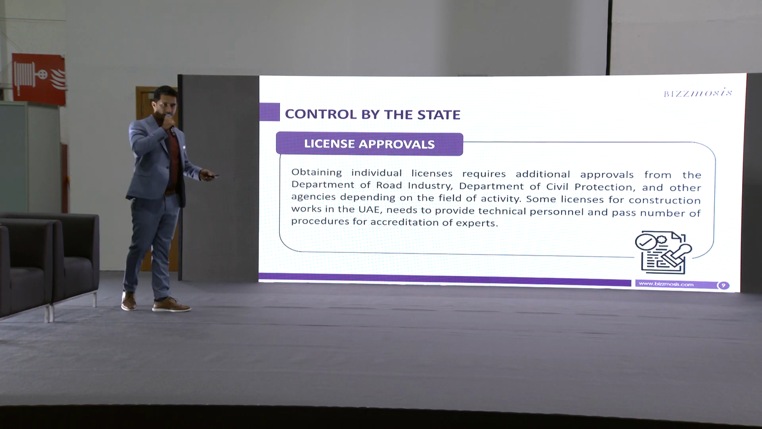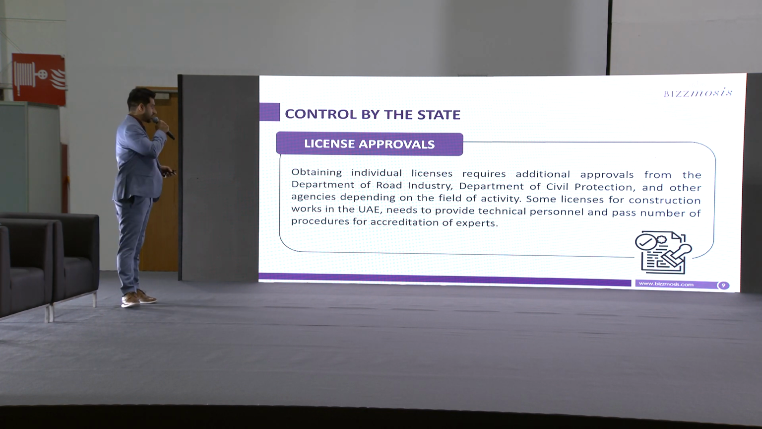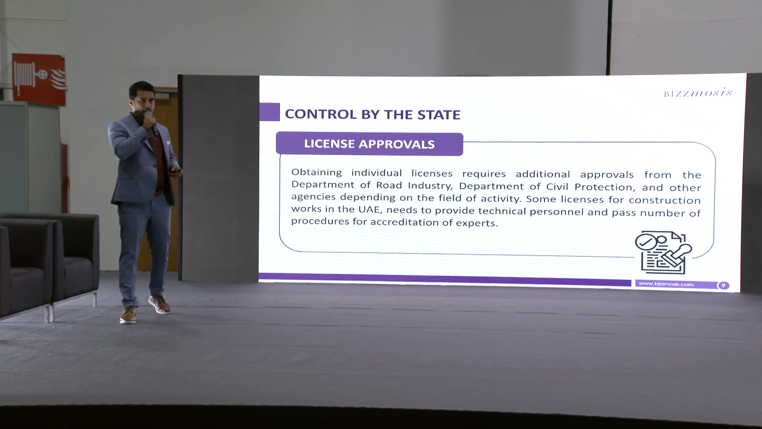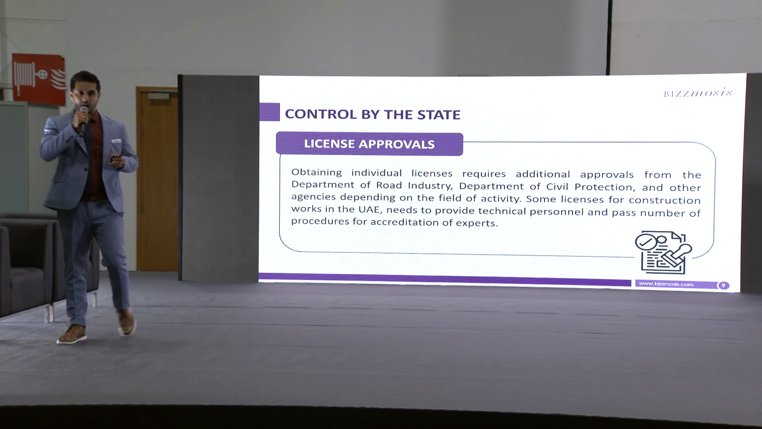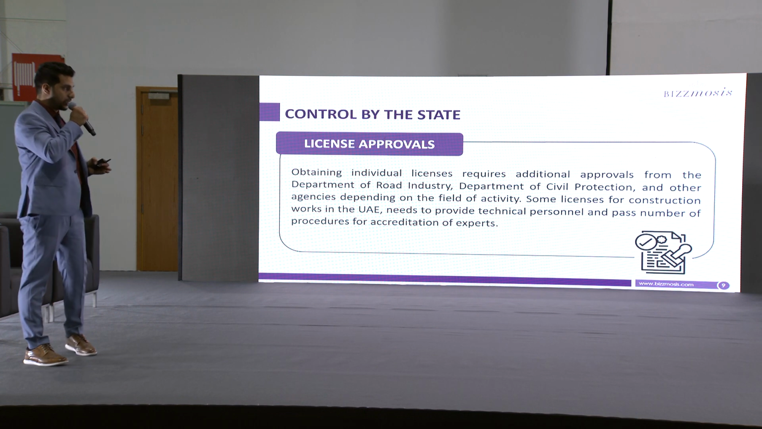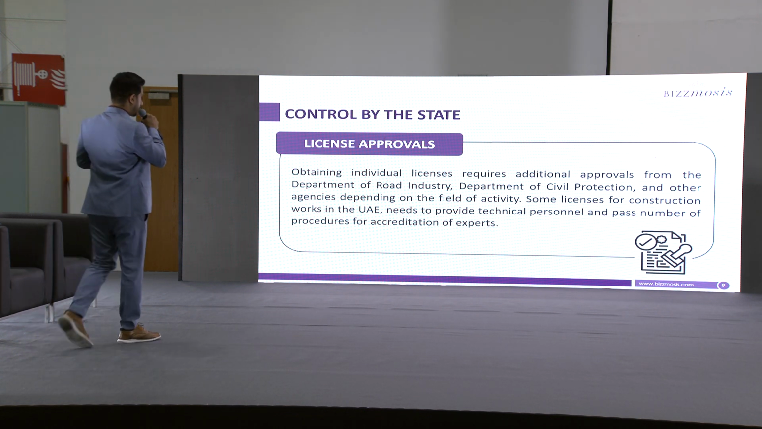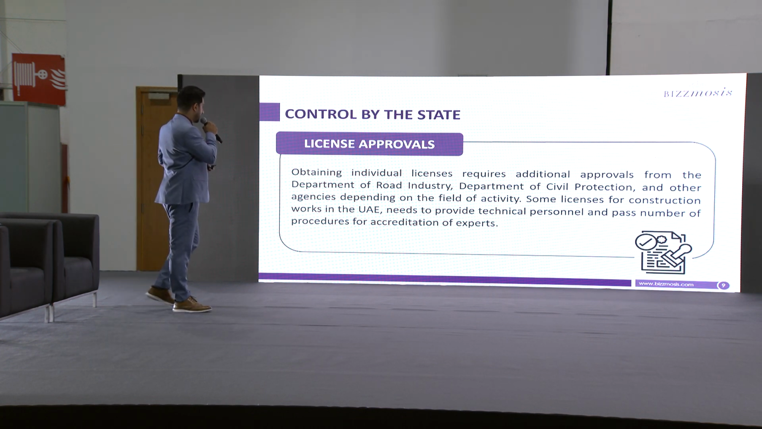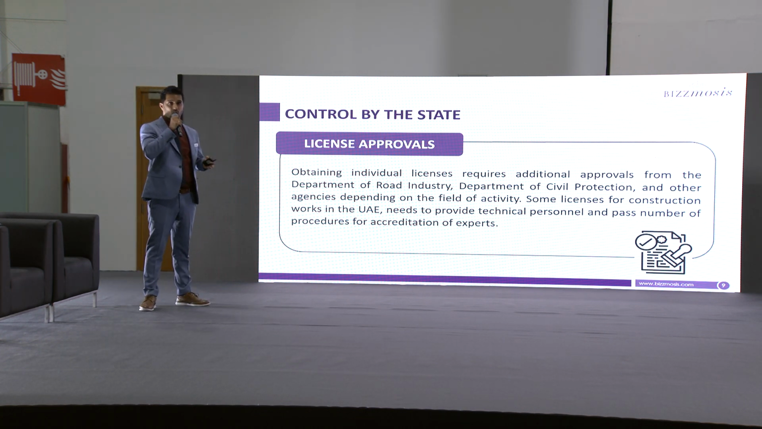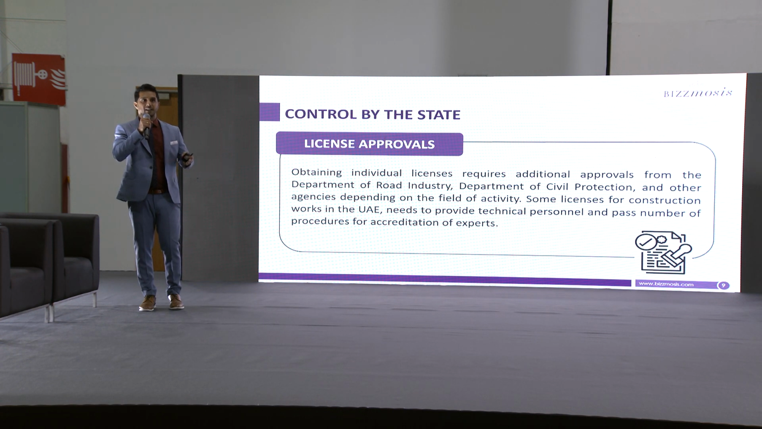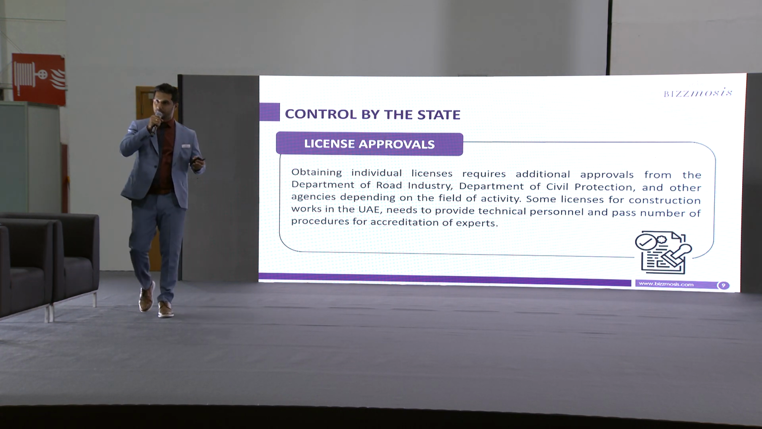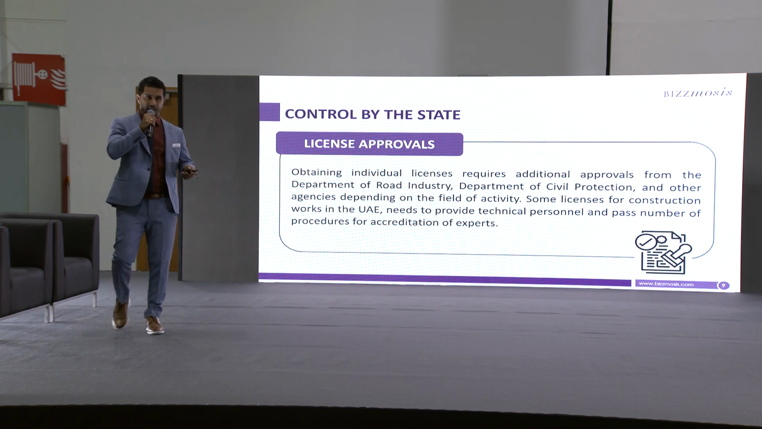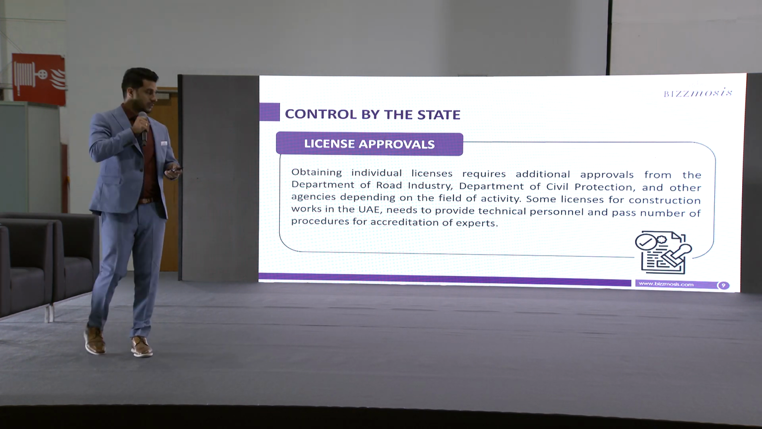As I mentioned earlier, the architectural or construction licenses are controlled by the state. For any additional approvals that you require for having a construction license in UAE, you need to get approval from the Road and Transport Authority, the Department of Civil Protection, and other agencies, depending on where your areas are concentrated. It can be construction, consulting, or architecture.